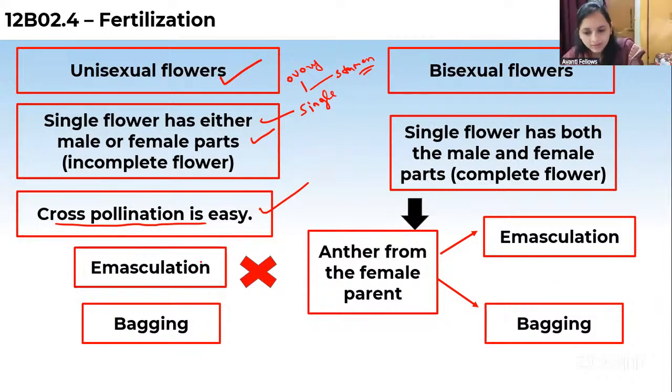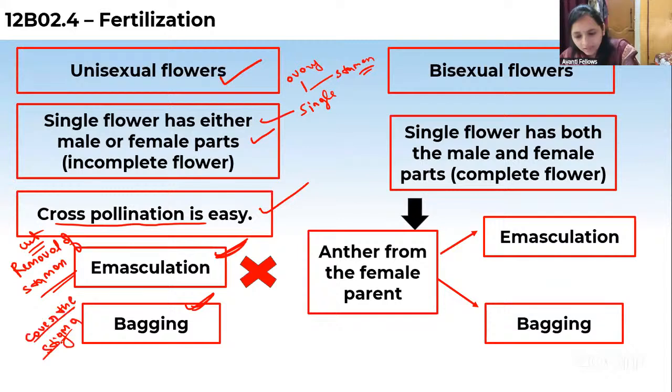First, we will do the emasculation. What do you mean by emasculation? It means removal of anther, removal of stamen. Remember, we are going to cut the stamen. And what do you mean by bagging? Bagging means we are going to cover the stigma. Why we are going to cover the stigma? So that no other pollen grain will come and bind to the stigma, right? So that's why we should bag that.